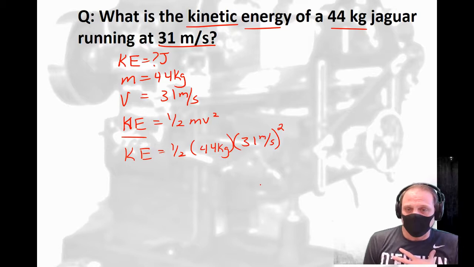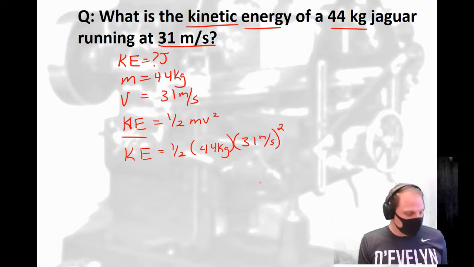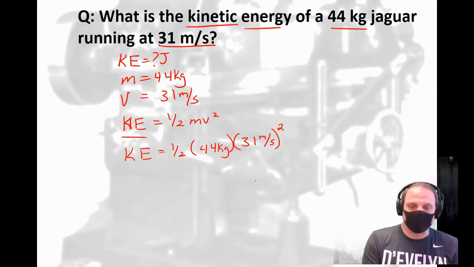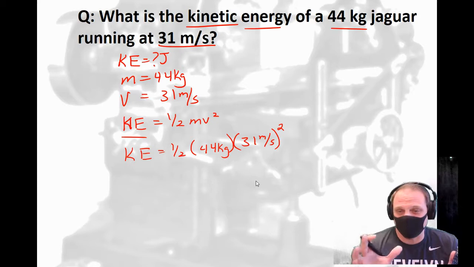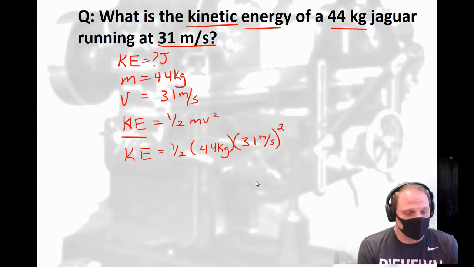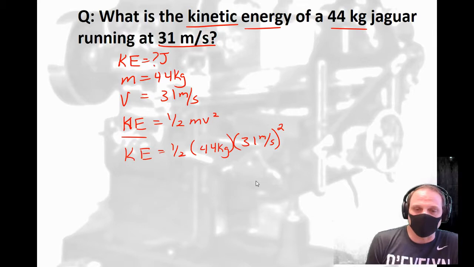Okay. And so once you do that, and you take 31, and if you guys haven't used your calculators in a while for something like this, what I would suggest is when you have something that's like a squared, you do that first. Then you don't have to worry about the parentheses. So you can say 31, and then you just hit that square button, and then multiply it times 44, and then divide it by 2, and you get your answer.